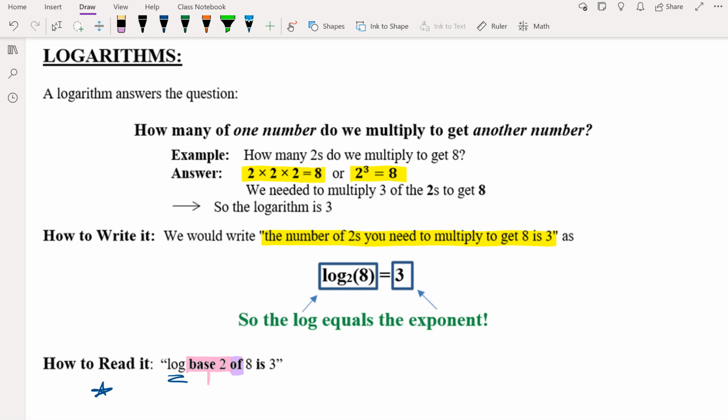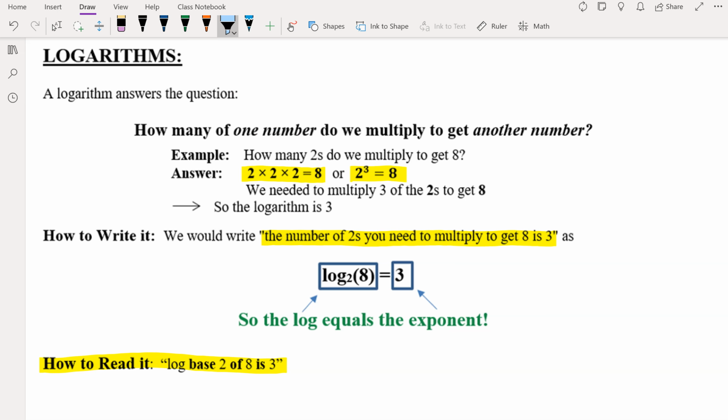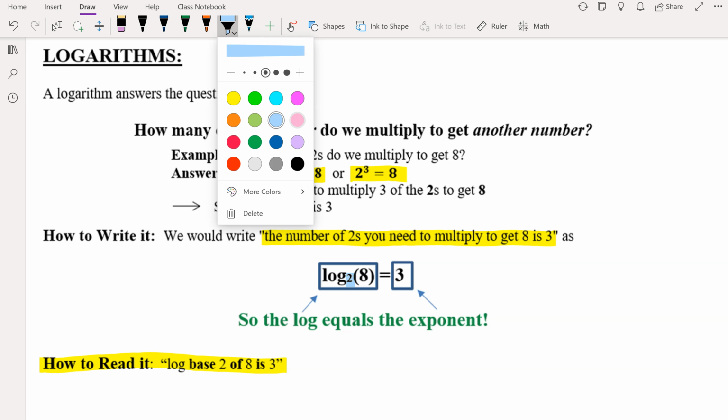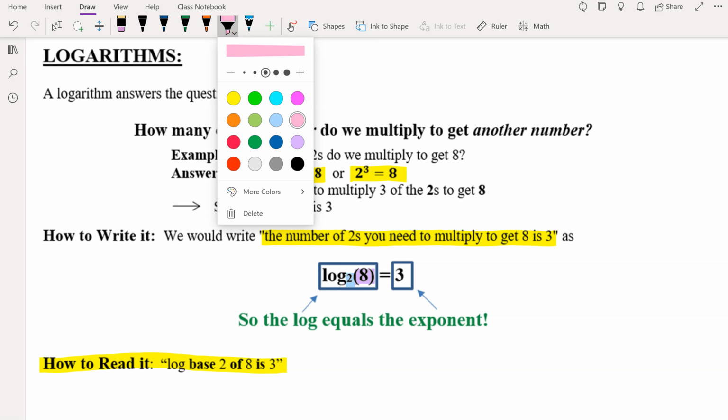Okay, so now that we've talked about how to read it, and again, you should have written down how to read it, we want to know how to say that so that when we get to college or when we do math classes in the future, we know how to read logarithms. So now let's talk about how we're going to start viewing these things. So we have log base 2 of 8 equals 3.